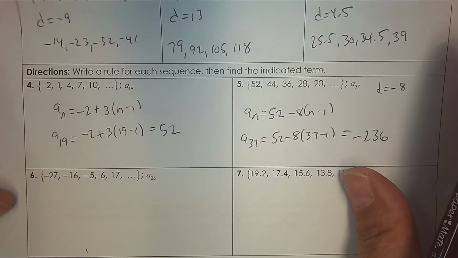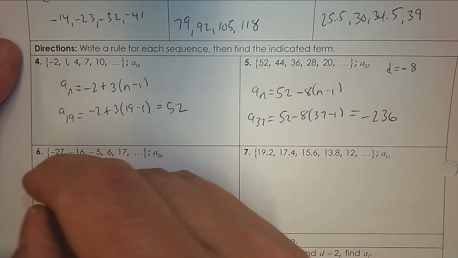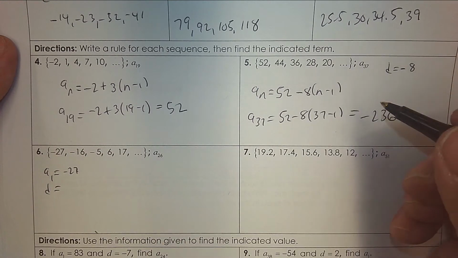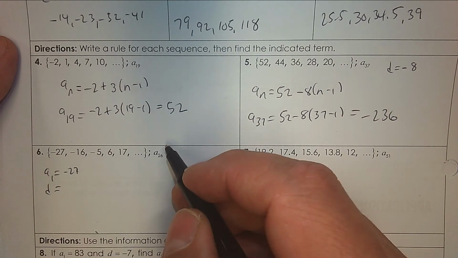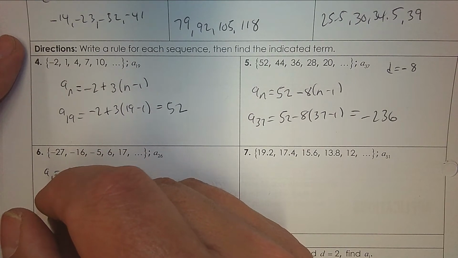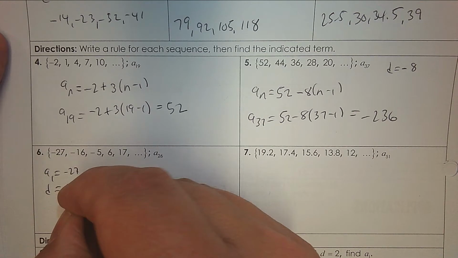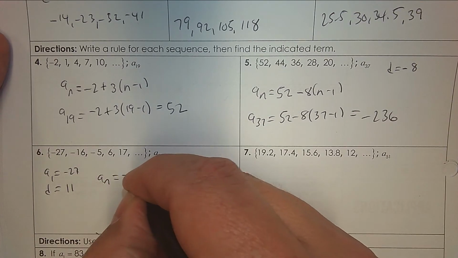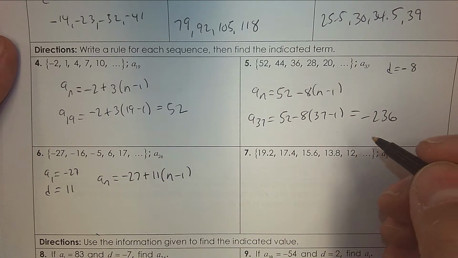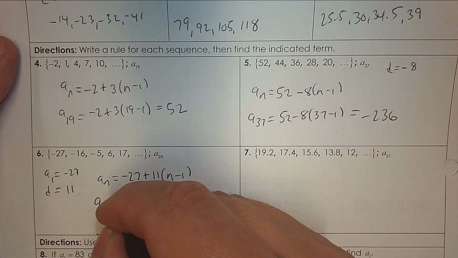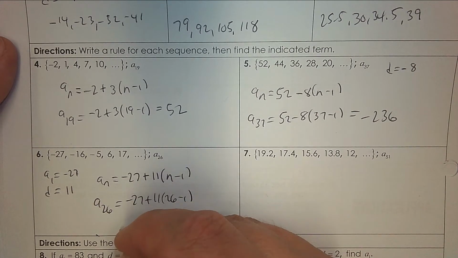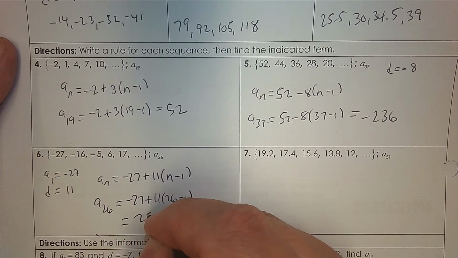Number 6, I need to know the first term. I need to know the common difference. So again, be careful, it's negative numbers, it's actually increasing, so it's positive 11. So the rule was you start with the first term, and then 11, and then n minus 1. Then if I want to find the 26th term, plug in 26 and then do the math, and you get 250.